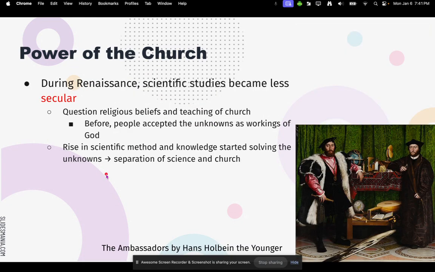So during the Renaissance, scientific studies became less religious, meaning that scientists would question religious beliefs and the teachings of the church. Before that, people would just accept the unknowns as workings of God. But during the Renaissance, there was a huge rise in the scientific method, and knowledge started to solve the unknowns, meaning that there was more and more of a separation between science and the church.